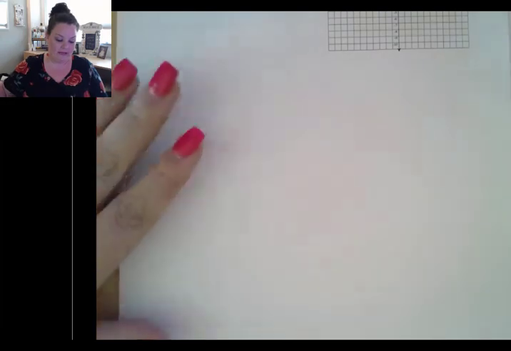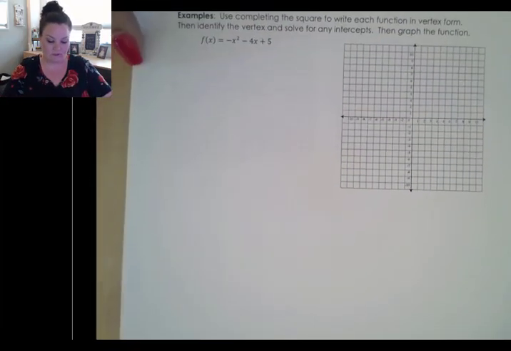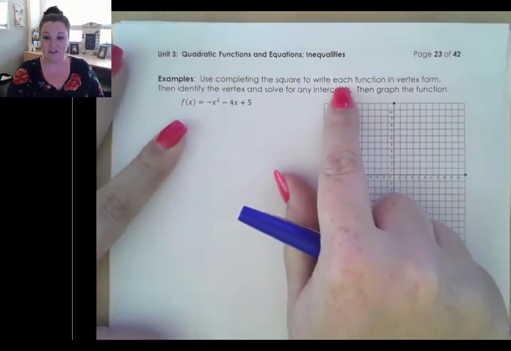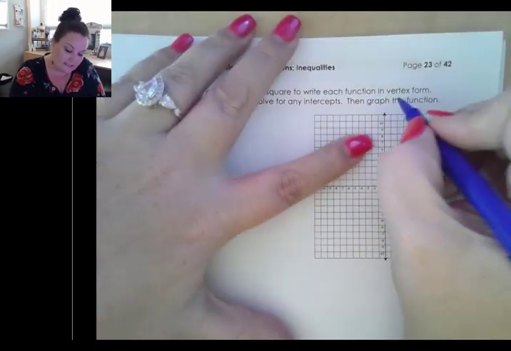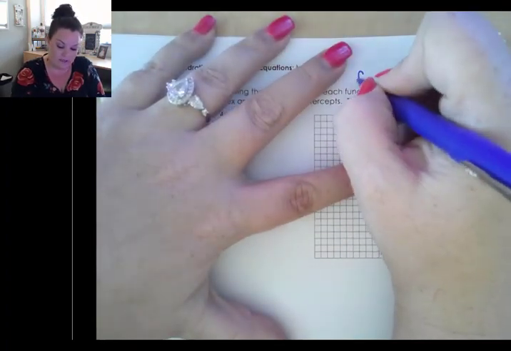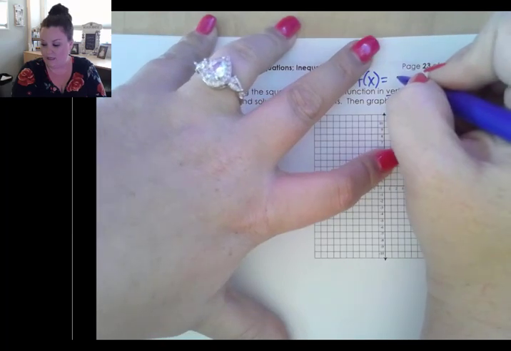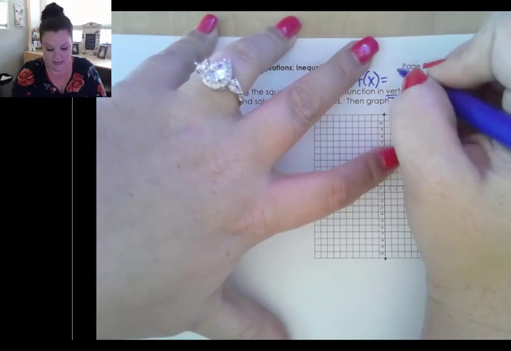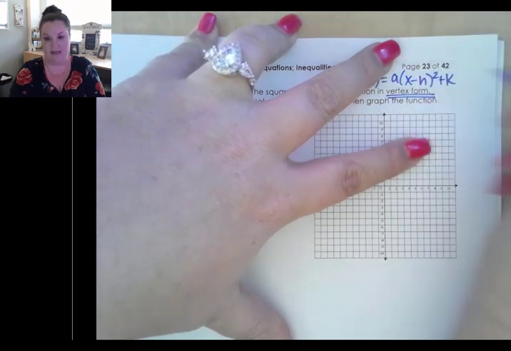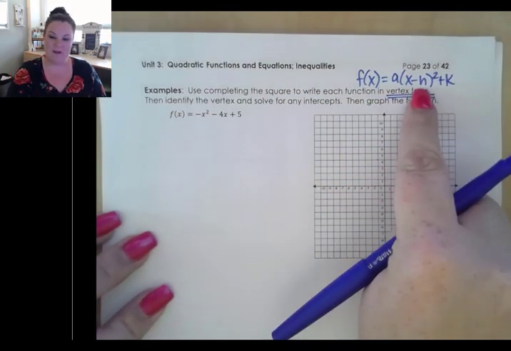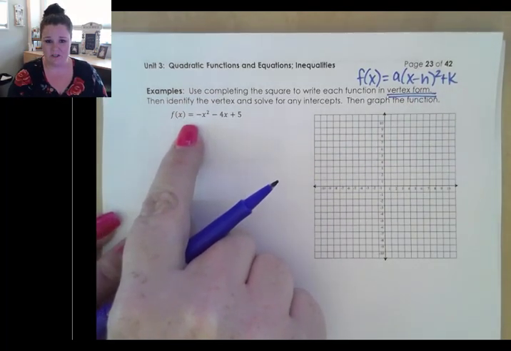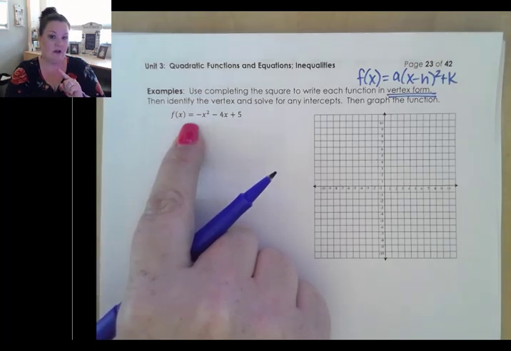Okay, so on the next page, here's an example. Now I want to use completing the square to rewrite each function in vertex form. So anytime they say we want something written in vertex form, that means that we want it written as f of x is equal to a times x minus h squared plus k. All right, so this is how we want it to end up looking. Right now, it just looks like a standard quadratic function, right? So here's how we use completing the square.